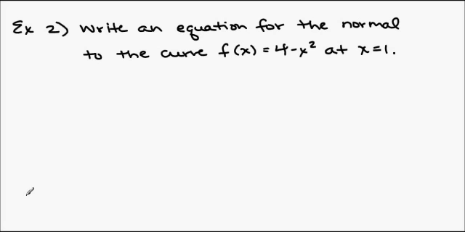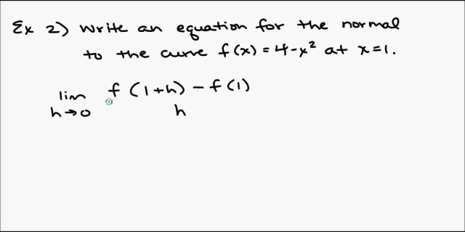Example 2. Write an equation for the normal to the curve f of x equals 4 minus x squared at x equals 1. So the first thing that we need to do here is find the slope of the tangent line. So let's go ahead and write this out. We have the limit as h approaches 0 of f of, well, we're at 1, so I'm going to say 1 plus h. So x plus h is 1 plus h minus f of 1 over h.